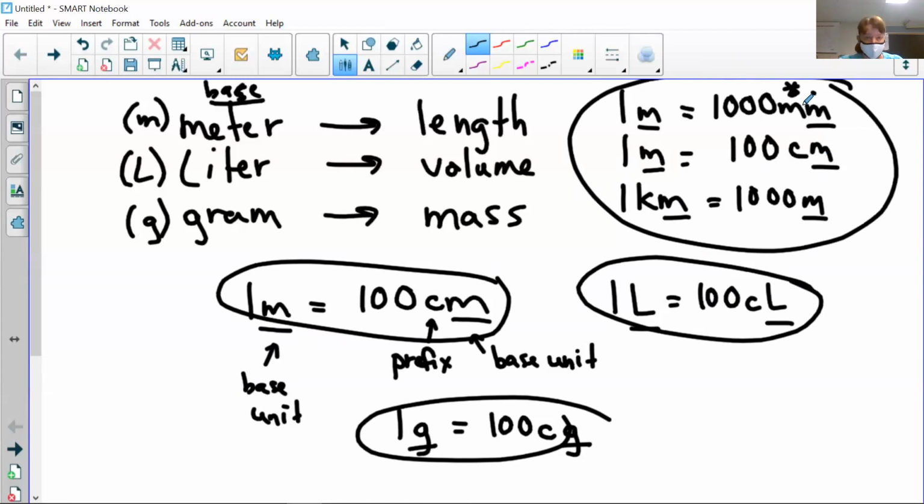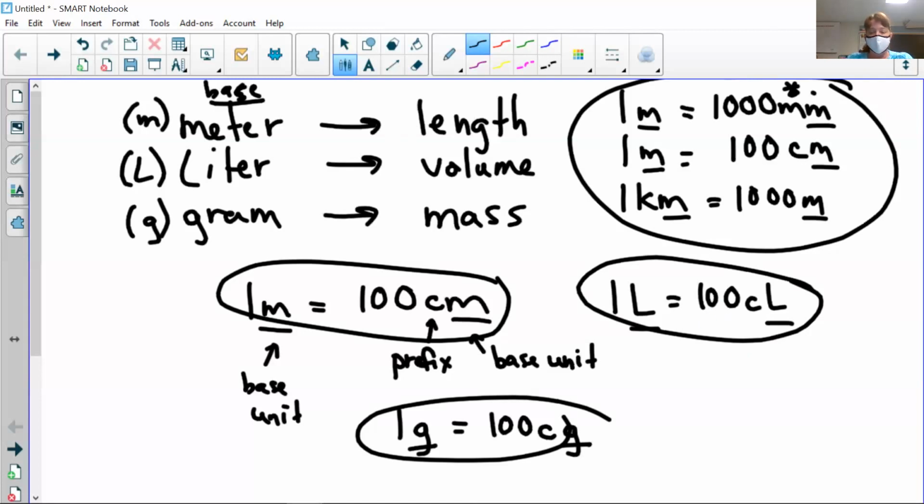I will not provide these for you on your quizzes and tests. Every other conversion we do that's not metric, like let's say we were going inches to feet or something like that, I'll provide all of that stuff. But metric conversions I will not give you. So you are responsible for those. Okay, whether you have them summarized or memorized, I don't care, but I won't give those to you.